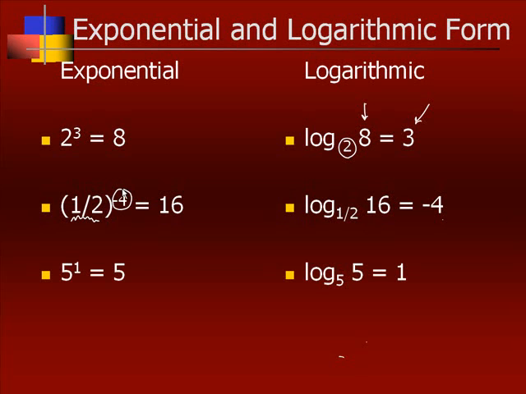5 to the 1 equals 5 just means the log of 5 base 5 is equal to 1. And 3/4 to the 0 power equals 1. That means the log of 1 base 3/4 is equal to 0.